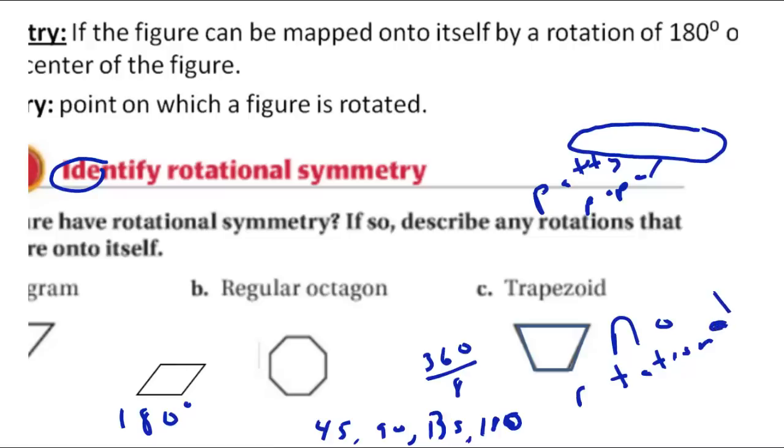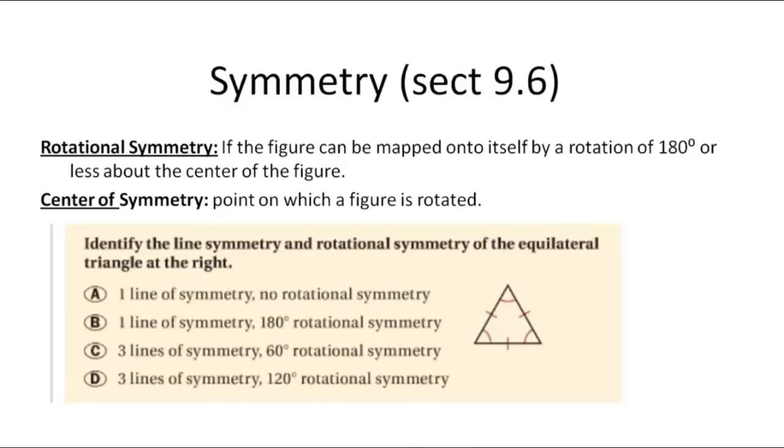Okay, that is rotational symmetry. I left the definition up here for rotational symmetry. I have this problem right here. It wants me to identify all the lines of symmetry and rotational symmetry of an equilateral triangle at the right.